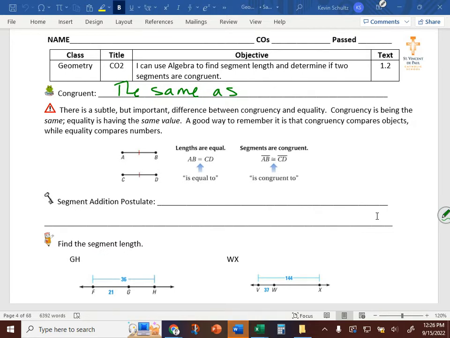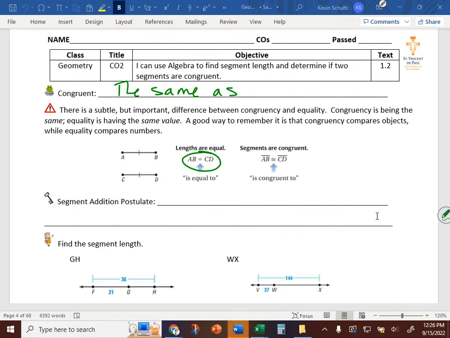But there's a difference in geometry between congruency and equality. Saying that two things are congruent, I'm not speaking about their value. I'm saying this is the same as that. It looks the same, same size, same shape. The equal sign, though, we use that to show equality, that their values are the same, right?